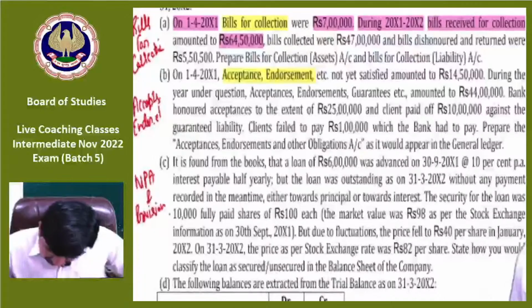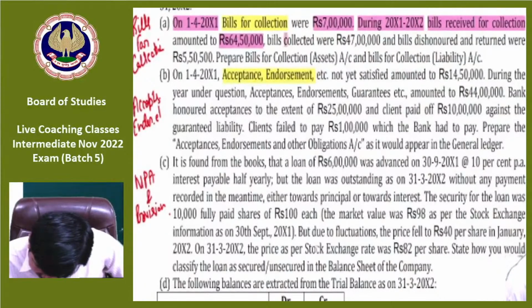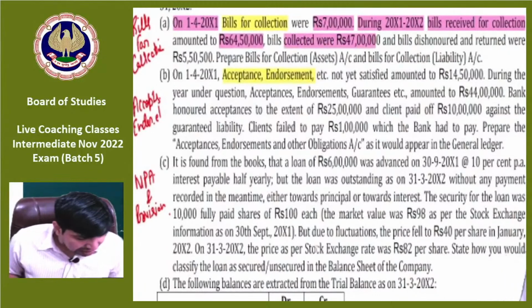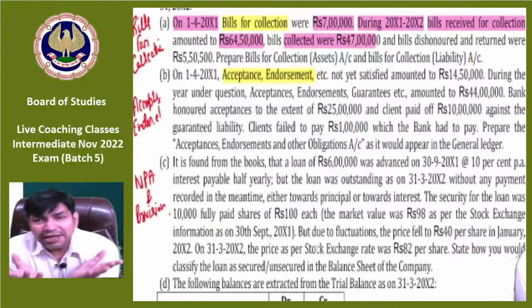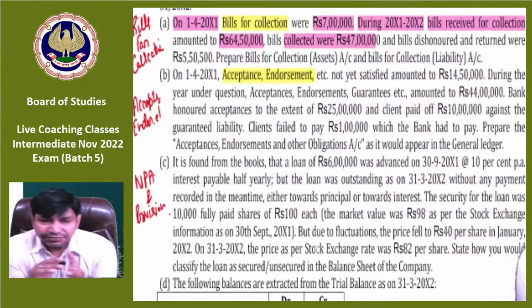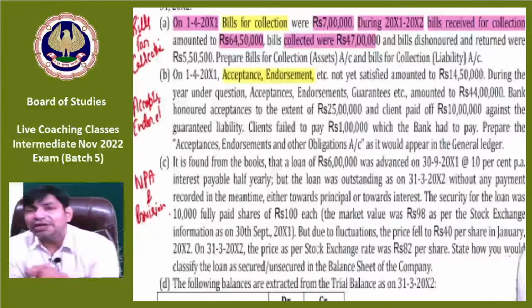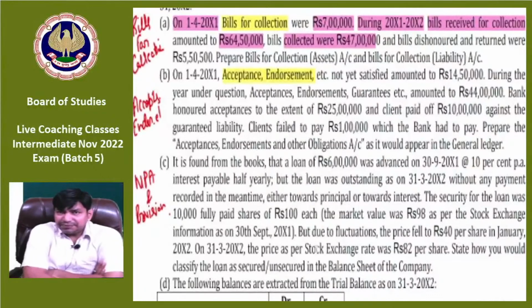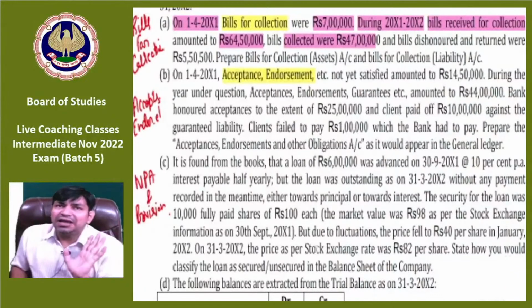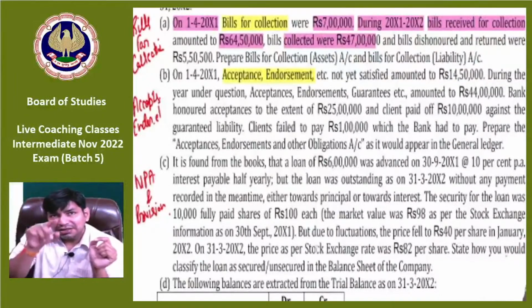Now, see, bills collected, 47 lakh. Now tell me, who am I? I am the bank. Is this my asset? No. Only I have to maintain record. The amount will be credited to the customer, but in the bills for collection account, my responsibility is over. I have to cut those bills.